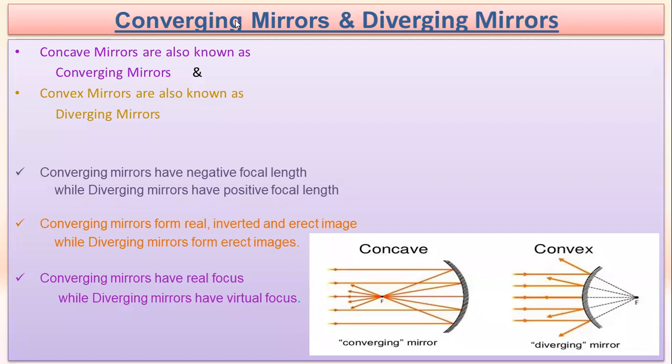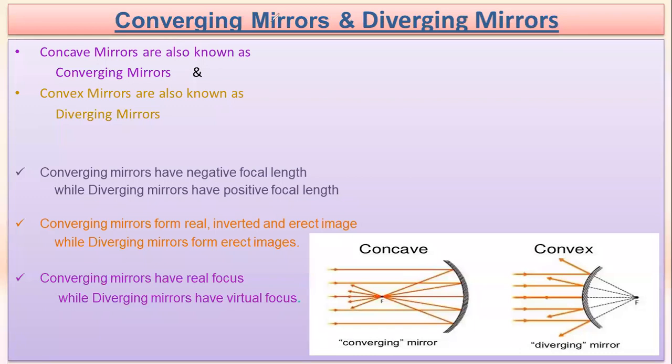So why is it so? It is because of a basic principle related to this one, that when we are discussing the kind of image which is present over there, or the light ray which is going to reflect back from that one, how it reflects back, on the basis of that we can classify them. Okay, so concave mirrors are converging mirrors, and convex mirrors are diverging mirrors.